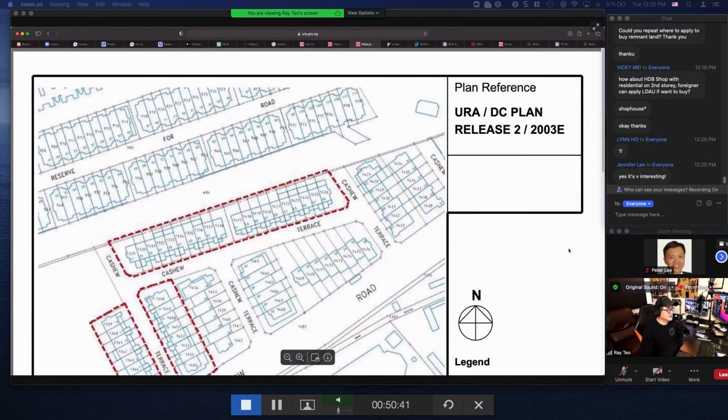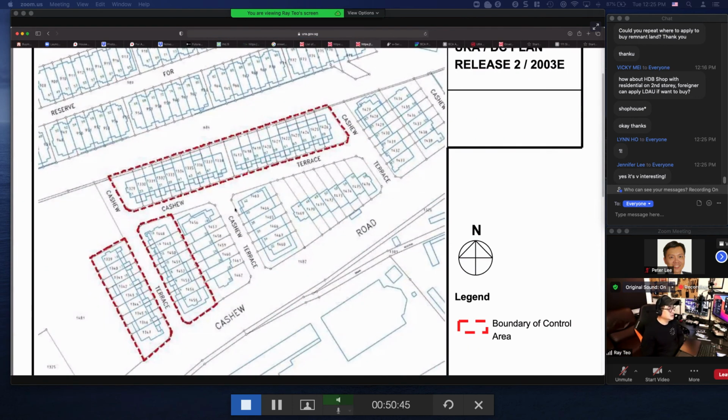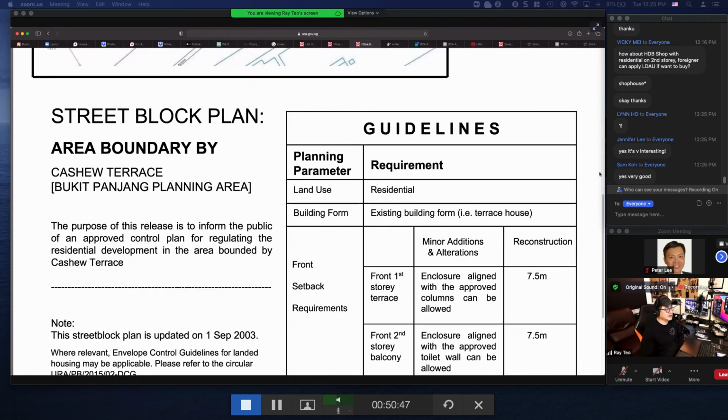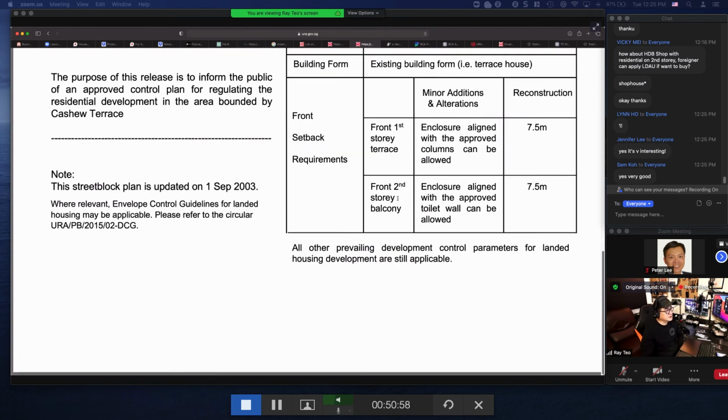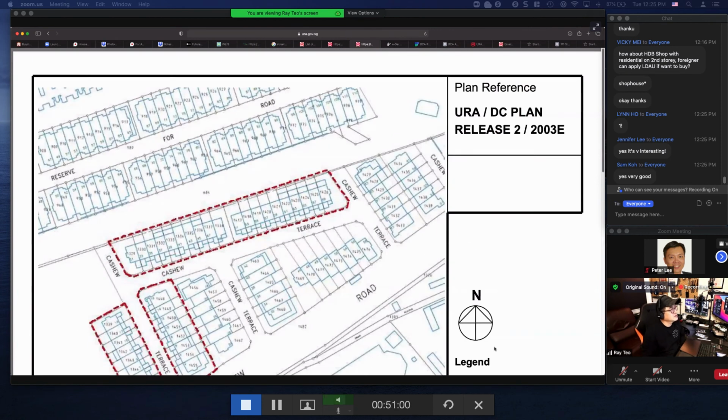Okay, finally, this is Cashew Terrace. They show you this, and they also write it down. You see the street block plan, because it's set up in different years, so in different formats. What are the setback requirements here? If you ever buy a house inside a street block plan area, your client will be glad that you know what is going on. You can download all this for them to see.